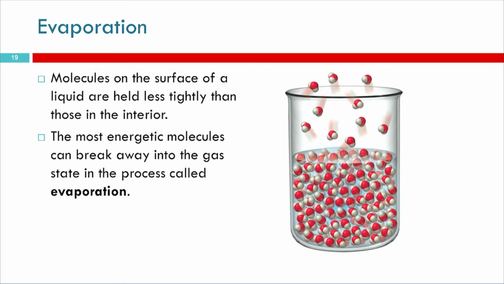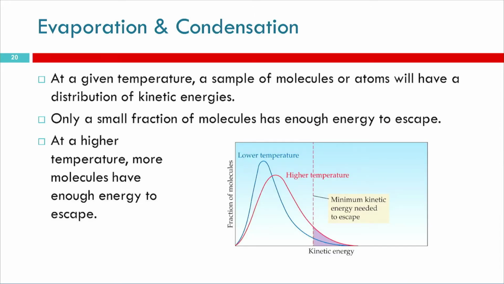Molecules on the surface of a liquid are held less tightly than those in the interior. The most energetic molecules can break away into the gas state in a process called evaporation. And if you give these molecules more energy, then they are more able to break away and evaporate more quickly. At a given temperature, a sample of molecules or atoms will have a distribution of kinetic energies. Only a small fraction of molecules has enough energy to escape. So if you look at this chart down here, and maybe I should finish reading this. At a high temperature, more molecules have enough energy to escape.